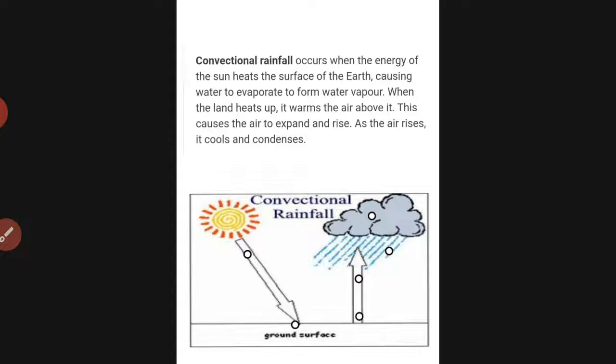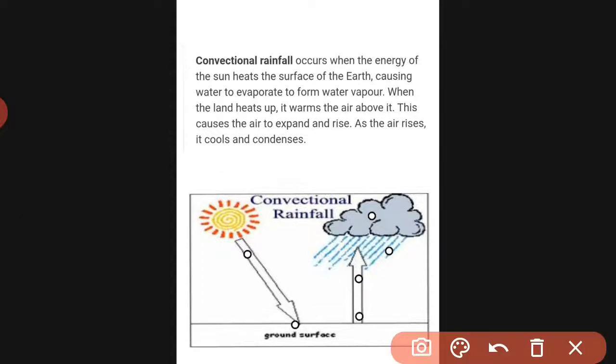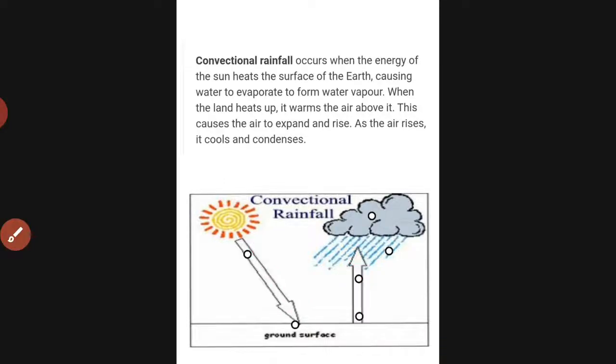Here you can see, children, convectional rainfall occurs when the energy of the sun heats the surface of the earth, causing the water to evaporate and to form water vapor. When the land heats up, it warms the air above it. This causes the air to expand and rise. As the air rises, it cools because the temperature continues to come down as we go up, and the water vapor condenses and the rainfall occurs. So, this is known as convectional rainfall.